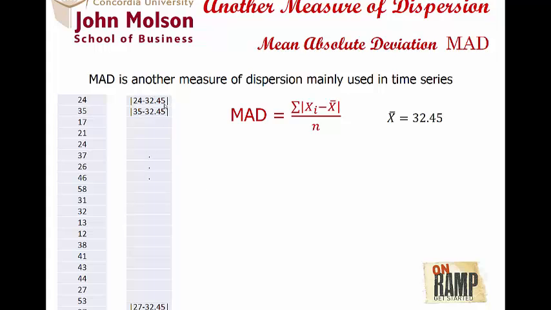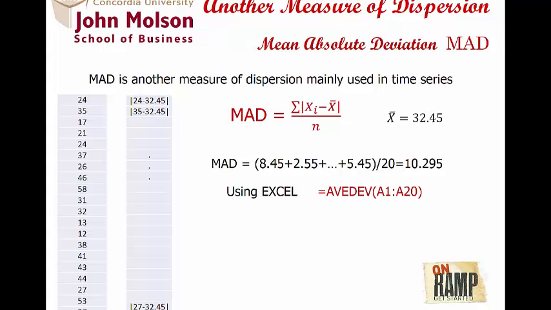But now I take the absolute value, and I add them up, and I will find the MAD, 10.294. This is used, as we said, mainly in time series, to assess the accuracy of a prediction. We are not in time series yet, but we should know what this measure is. So if I use Excel, it will be AVEDEV, the average deviation, from A1 to A20.